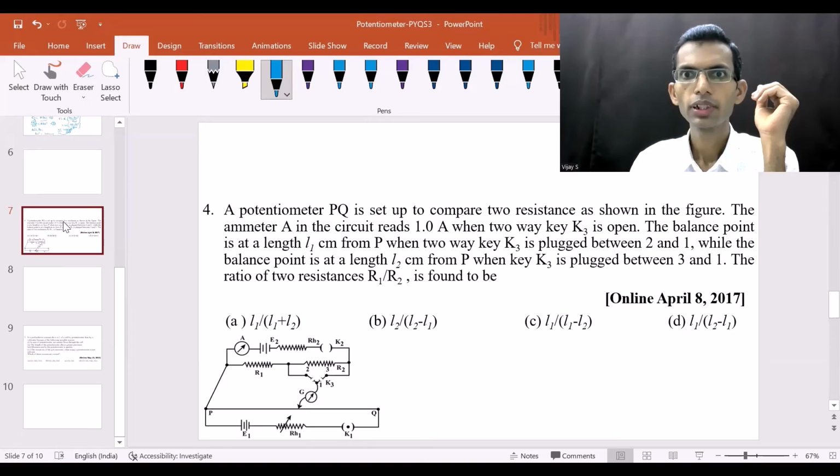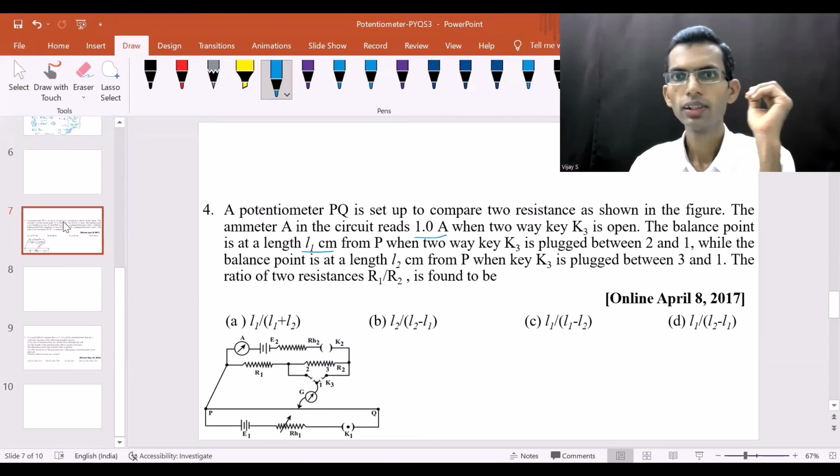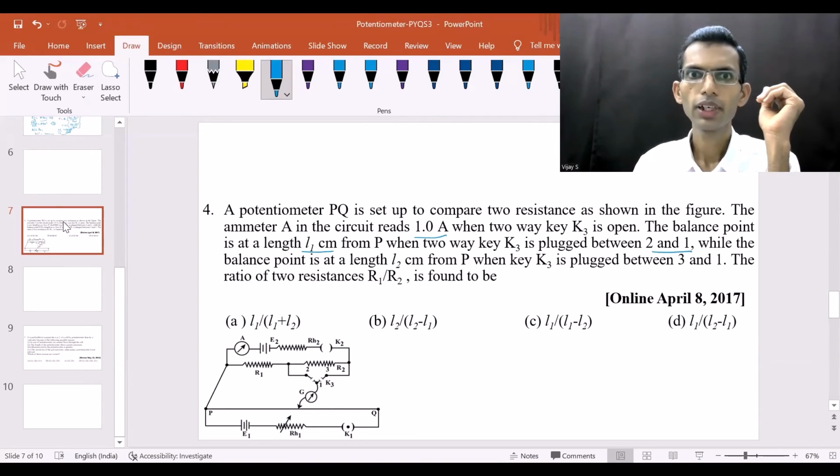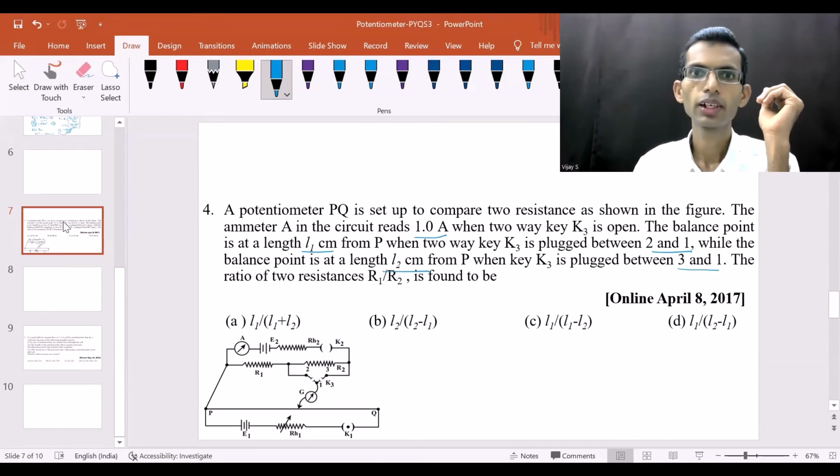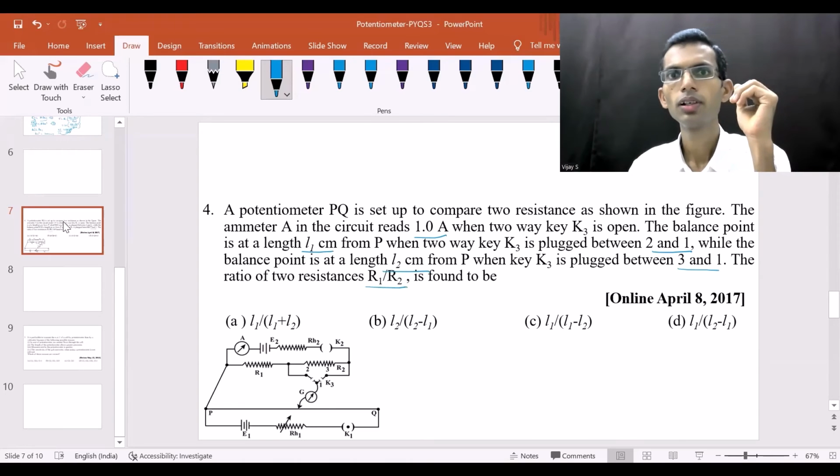A potentiometer PQ is set up to compare two resistances as shown in the figure. The ammeter in the circuit reads 1 ampere when two-way key K3 is open. The balance point is at length L1 centimeter from P when two-way key K3 is plugged between 2 and 1, while the balance point is at length L2 centimeter from P when key K3 is plugged between 3 and 1. The ratio of two resistances R1 by R2 is found to be?